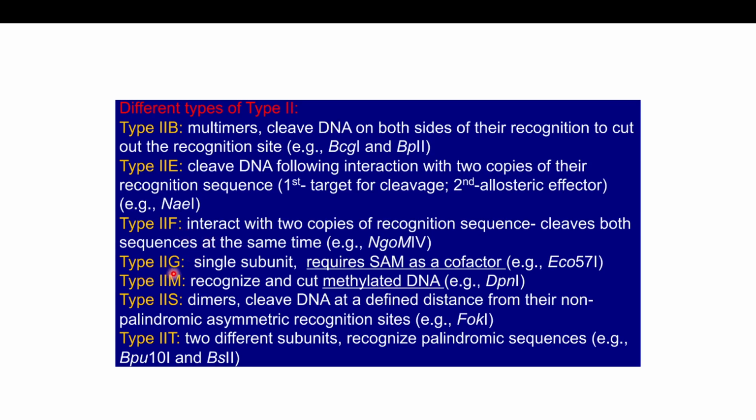Then there's type 2G, which is a single subunit enzyme and requires SAM as a cofactor. Type 2M can recognize and cut methylated DNA, like the DPN1 enzyme. Type 2S is a dimeric enzyme having dimeric subunits. It cleaves DNA at a defined distance from its non-palindromic asymmetric recognition site. So this particular 2S recognizes non-palindromic sequences. And there's type 2T with two different subunits which recognize palindromic sequences. So these are just different varieties of type 2 restriction enzymes we were briefly discussing.